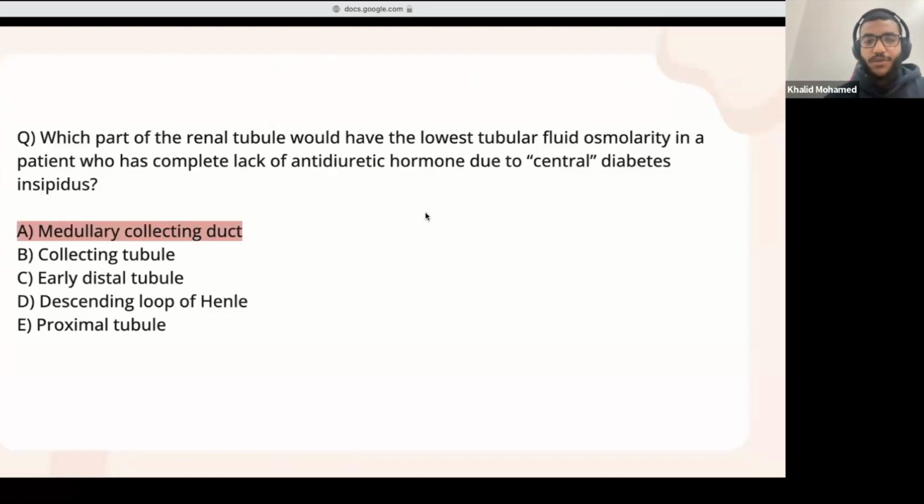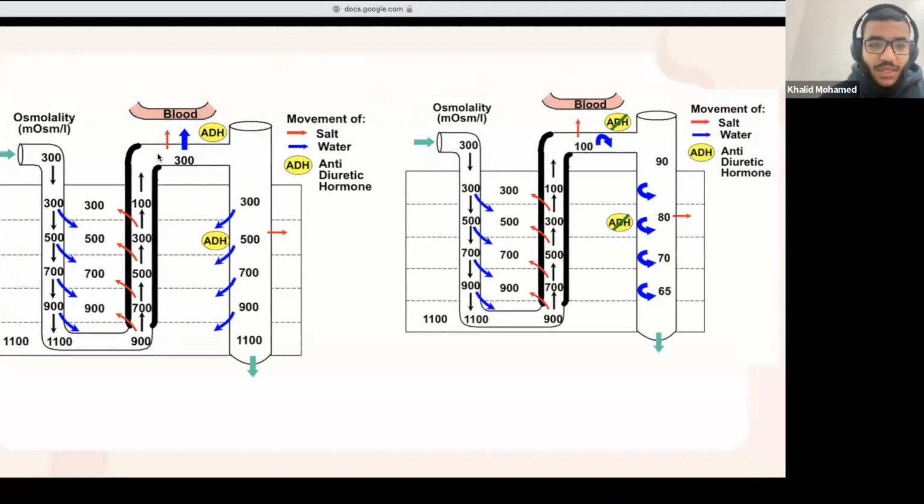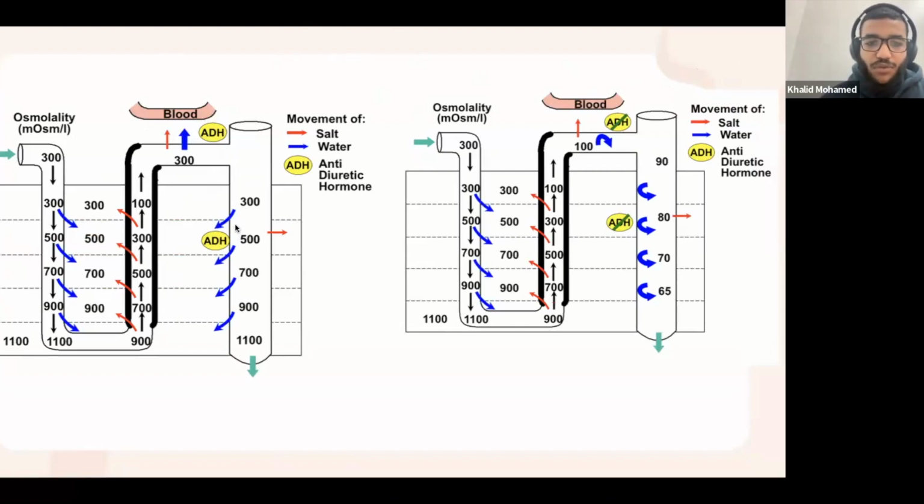Okay, so the answer is A, it's correct. So basically what happens when we have ADH, water is able to move, this is the medullary collecting duct, okay? And so water is able to move to equilibrate with the tissue fluid over here, okay? So you'll see that this layer is 300, so the water inside the medullary collecting duct will be 300 as well, 500, 500, and so on, okay? And this is in case you have ADH in which water is reabsorbed. We want to reabsorb water, and therefore the urine will have very high osmolarity, okay?